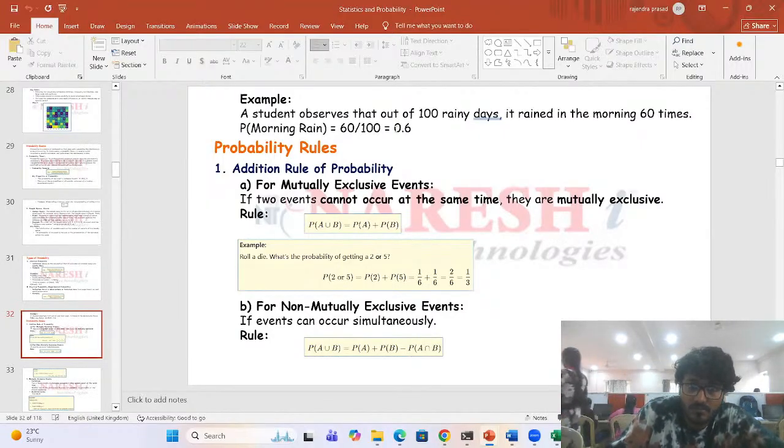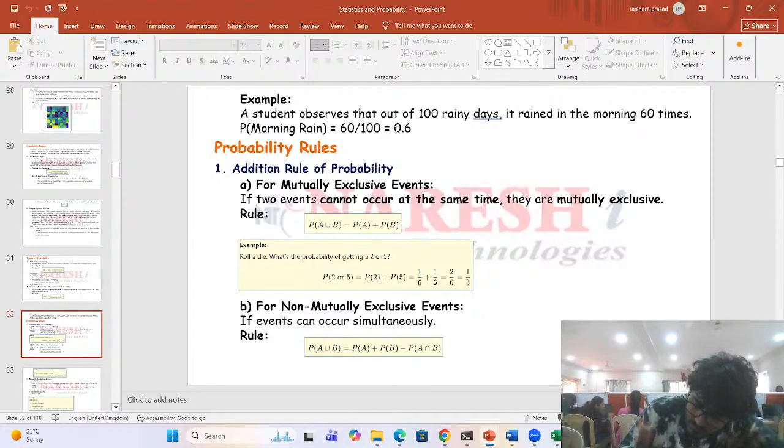Clear? When the outcomes are random and each and every outcome has an equal chance, then you can go by using classical probability. If you want to find the probability by observation, then you can go by using empirical probability. Is this clear? Clear? So that's what. Okay.